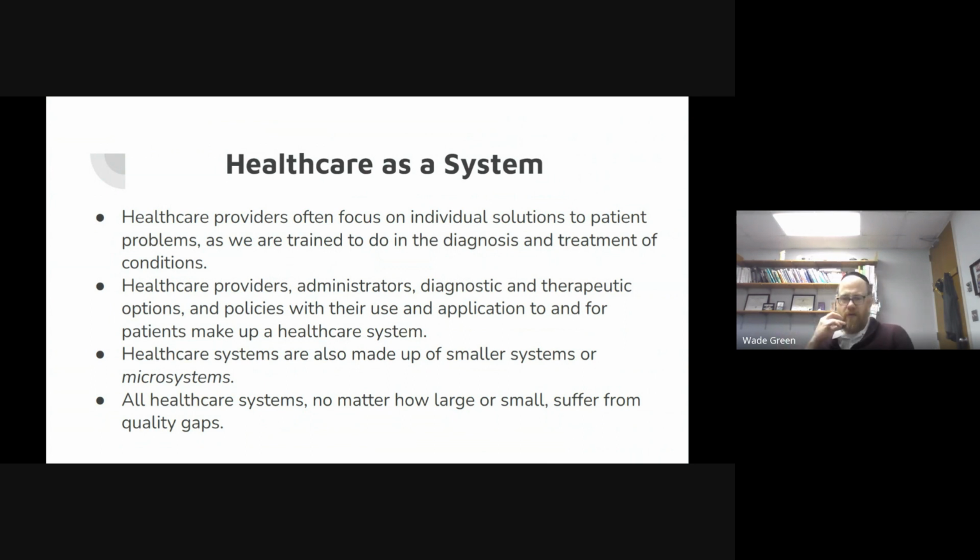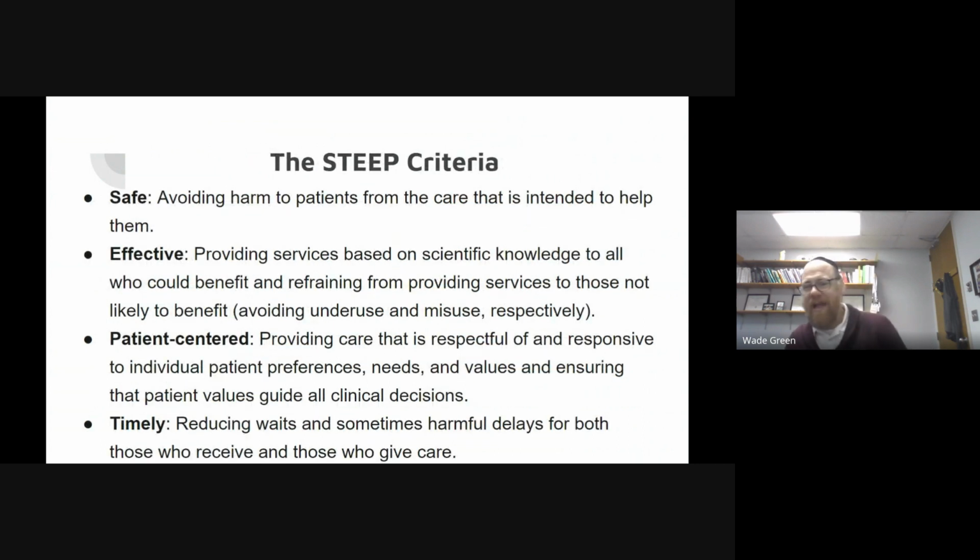All healthcare systems, no matter how small or big they are, suffer from quality gaps, which are essentially situations where perhaps we're not providing the best care, and or an inefficiency or a problem within the system compromises our ability to provide good care, and or potentially compromises the patient in some way, shape, or form.